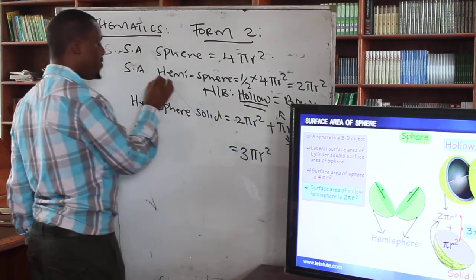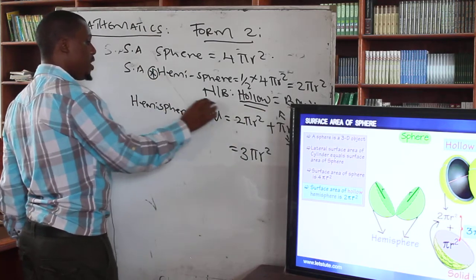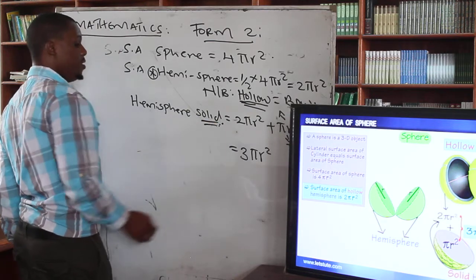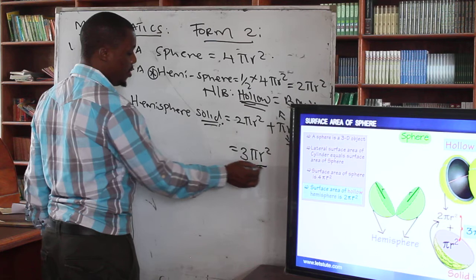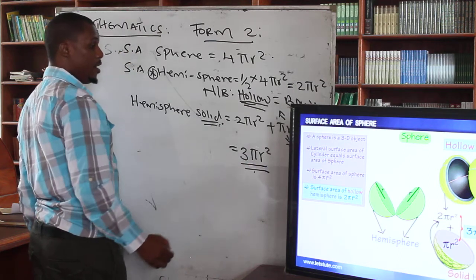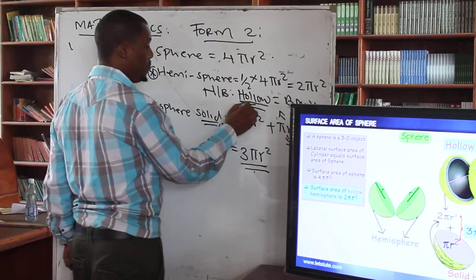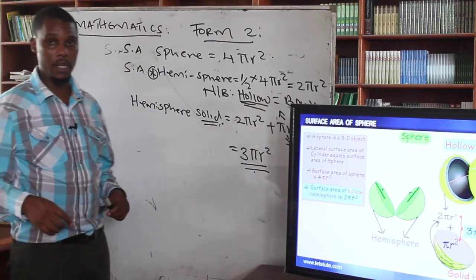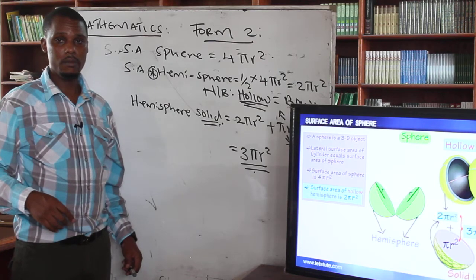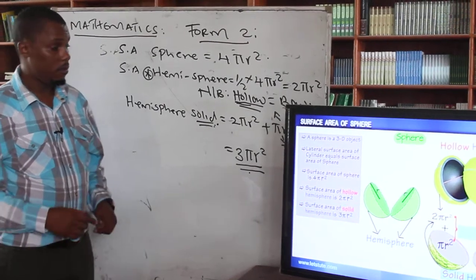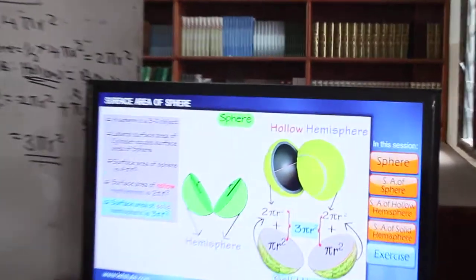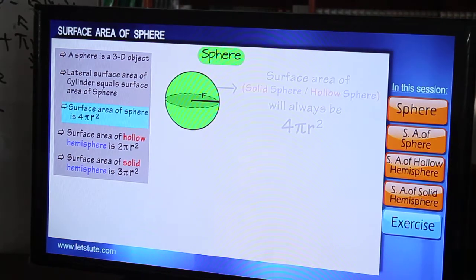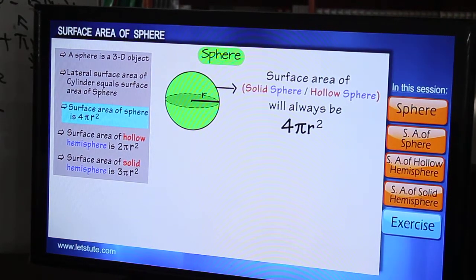So when you are dealing with the hemisphere, the NB will be whether it is hollow or solid. Once you see the hemisphere is solid, then the surface area will be given as 3 pi r squared, and the other one is 2 pi r squared. Surface area of a hollow hemisphere is 2 pi r squared, and surface area of a solid hemisphere is 3 pi r squared. But the surface area of a sphere, whether it is hollow or solid, will always be 4 pi r squared.